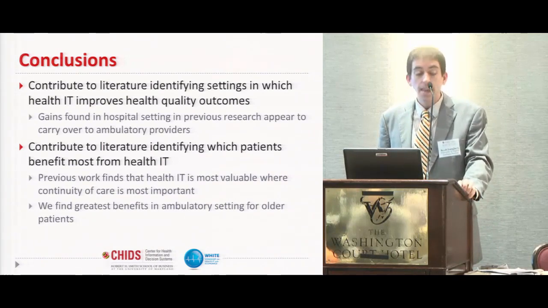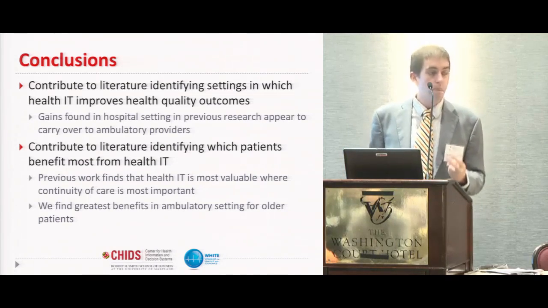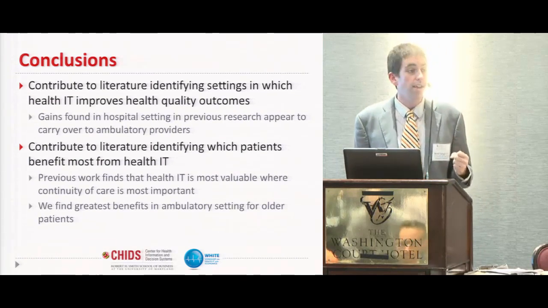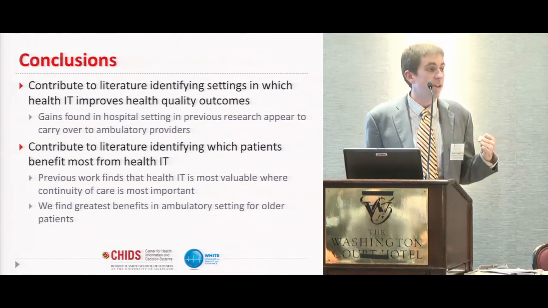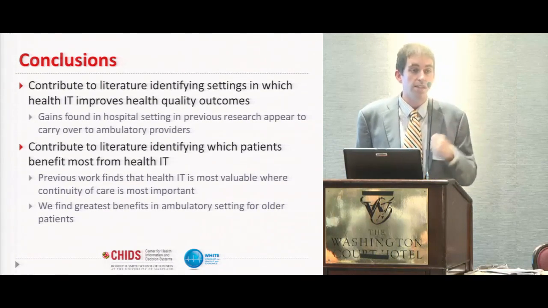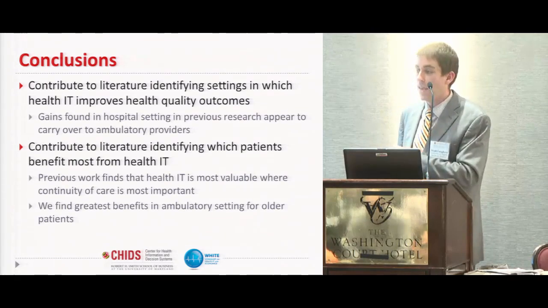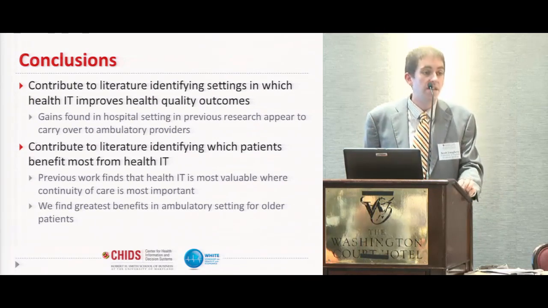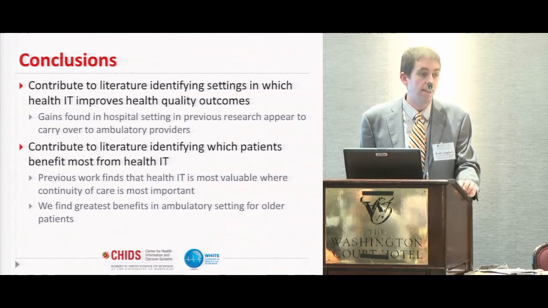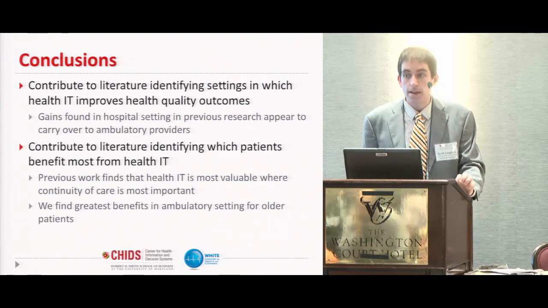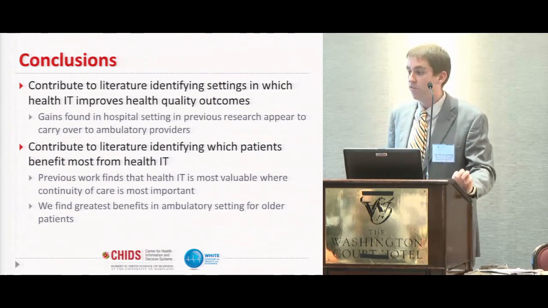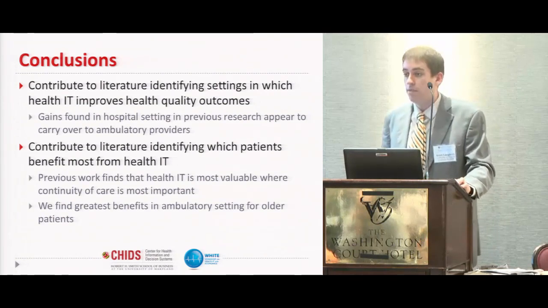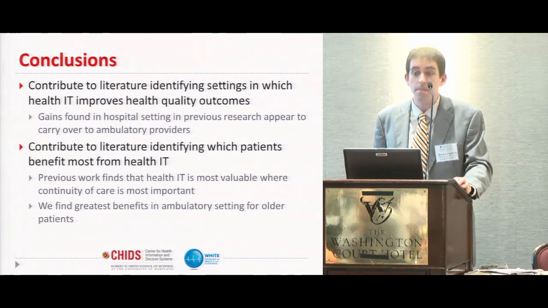So, in conclusion, our paper makes two main contributions. First, it contributes to the literature on identifying the settings in which health IT improves patient outcomes. Previous research has found improvements in the hospital setting, and we extend that literature by finding improvements in the ambulatory setting as well. Second, we contribute to the literature on identifying which patients benefit most from health IT adoption. The literature has found that the most vulnerable patients, who benefit most from continuity of care, experience the greatest benefit from health IT adoption. And we find that the oldest patients benefit most from ambulatory health IT adoption.